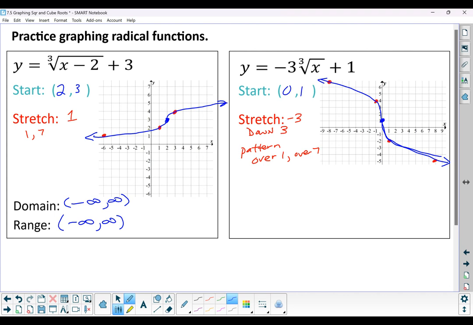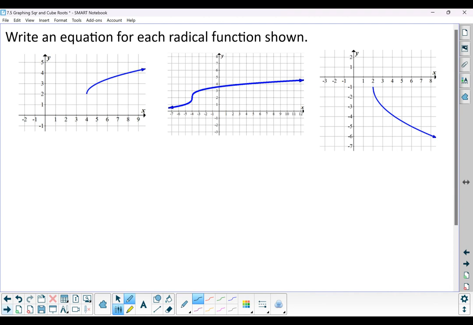So this one is very stretched. The domain and range of this one are actually kind of easier to see because it has that stretch to it. Okay, so now we're going to try going backwards. If we have the graph of the function, can we write its equation?